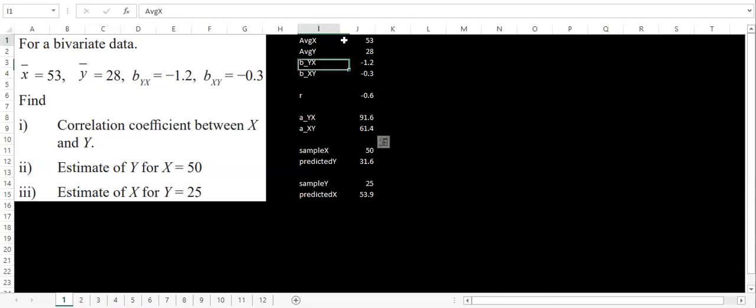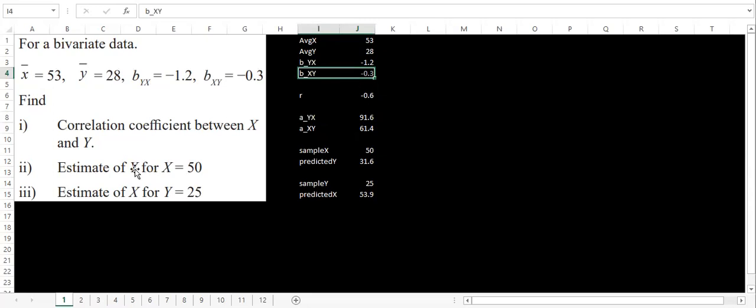You'll need to use the average values of x and y along with this regression coefficient, because this is the regression coefficient of x on y. And once we have that, the first regression equation of y on x is nothing but this a value plus this b value times x, and the regression equation of x on y is nothing but this a value plus this b value times y.